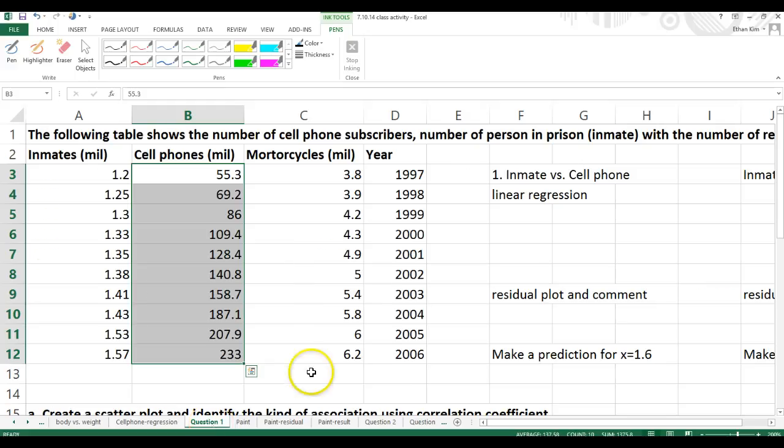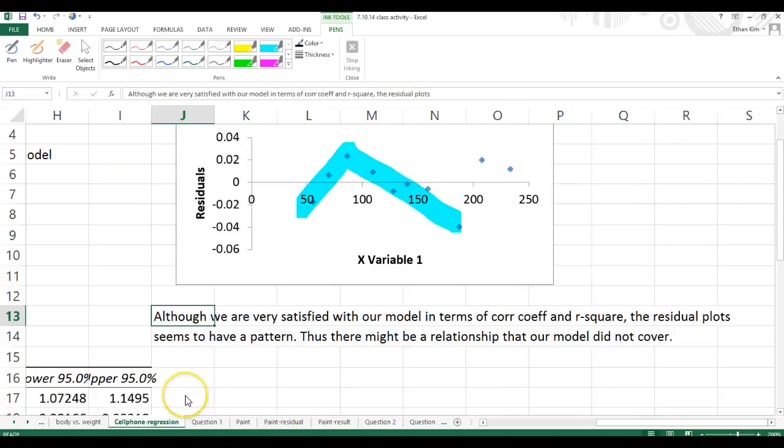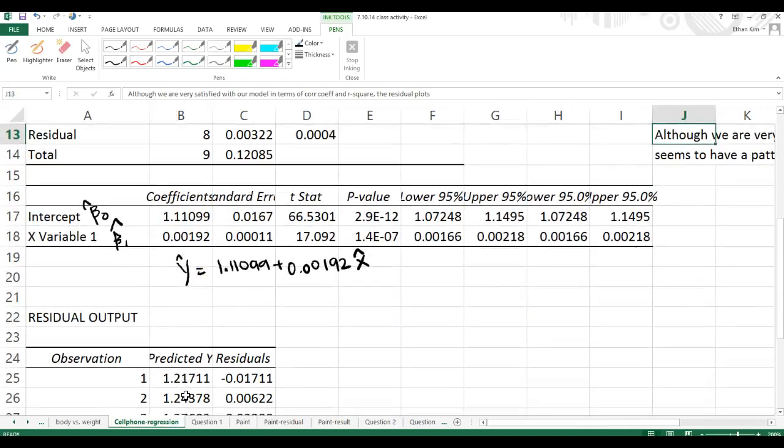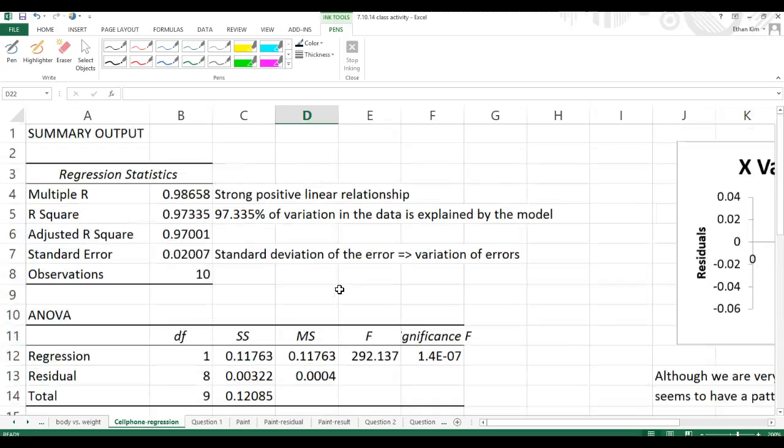Let's go back to question number 1. And then here, now we're making a prediction for x equals 1.6. Okay, so x equals 1.6. We have the formula here, the equation here, so we can just do 1.1099 plus 0.00192 times 1.6. And this is the value we get, 1.11. Right? So 1.11.